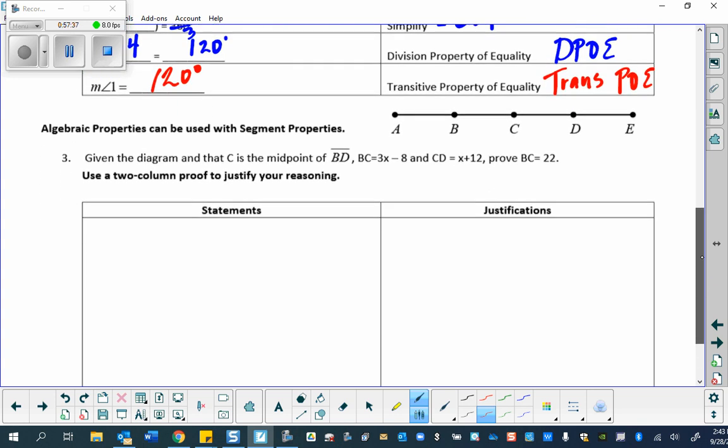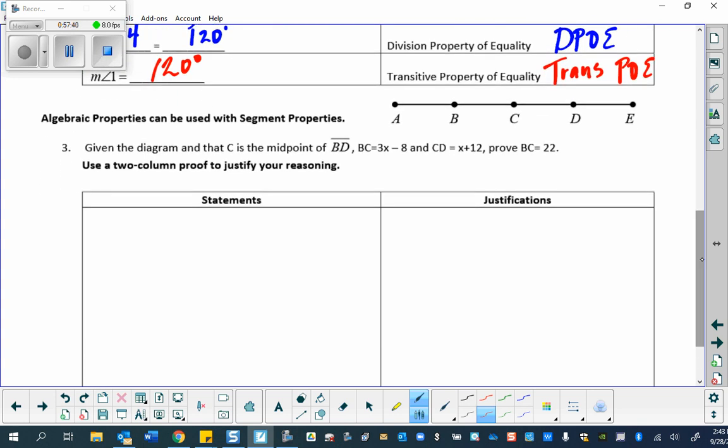Your algebraic properties can also be used with segment properties. Will you please check your worksheet and make sure that you change it to BC equals 22. Yours says BD equals 44. We're changing that. What do we write? BC is equal to 22.